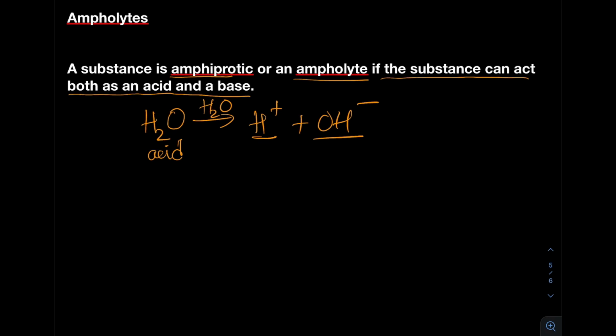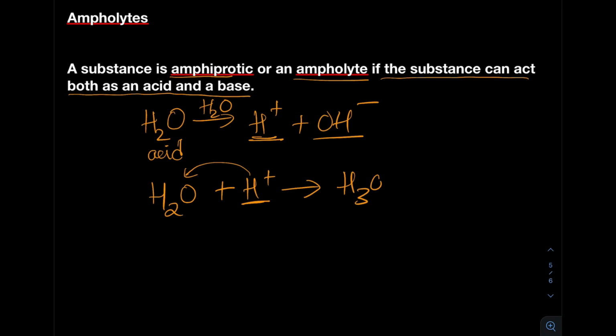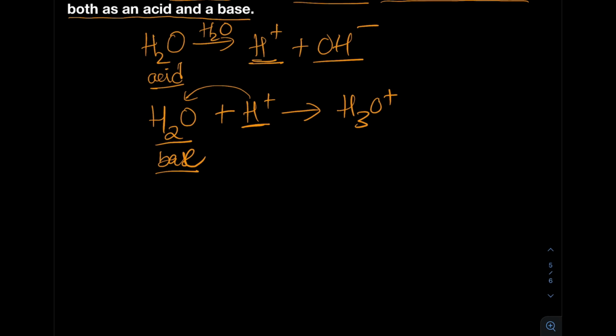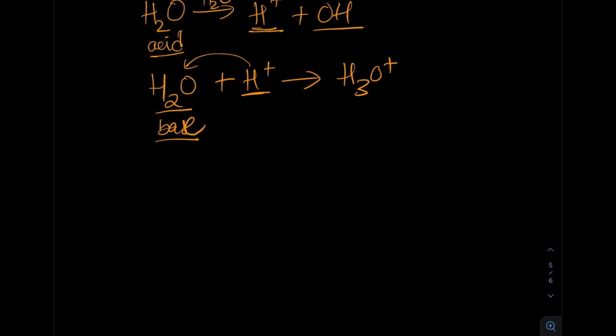Now let's look at when it acts as a base. If it acts as a base, that means it is going to accept a proton. Here it was donating a proton, here it is accepting a proton. This proton is going to get in there, so a hydronium ion is formed. So this water acts as a base. Water has a dual nature, which means it can act as a base and it can act as an acid. Right? Now let's look at the auto-ionization of water.